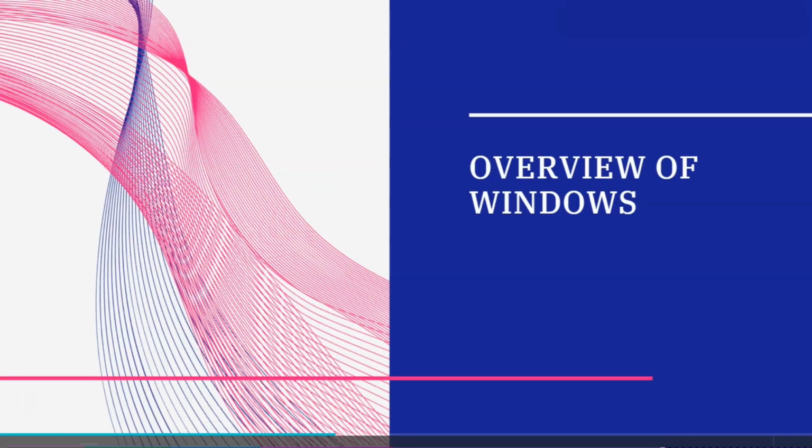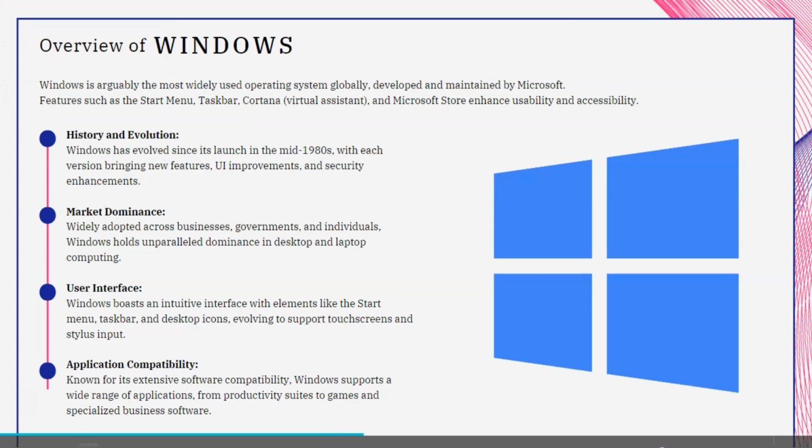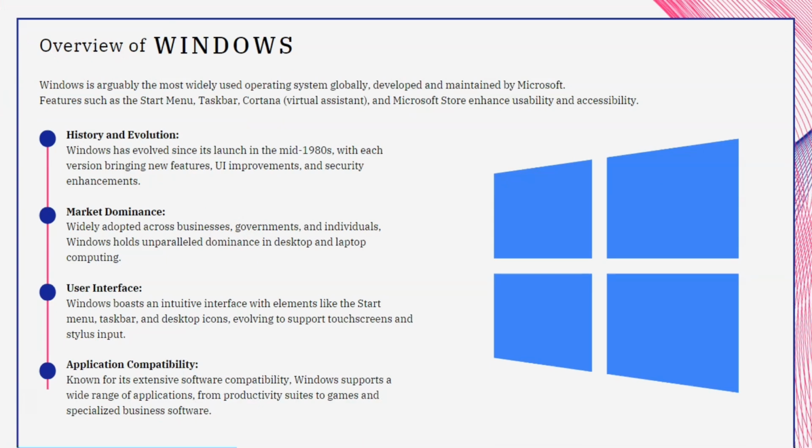So when we talk about Windows, what is Windows? Why are we even talking about it? Windows is the most widely used operating system globally, and is developed and maintained by Microsoft. It has features. If you are looking at your laptop, and you use Windows, you have the start menu, the taskbar, Cortana, the virtual assistant, and the Microsoft Store that can help you get your apps and other features and functions of your PC. All this helps enhance usability and accessibility.